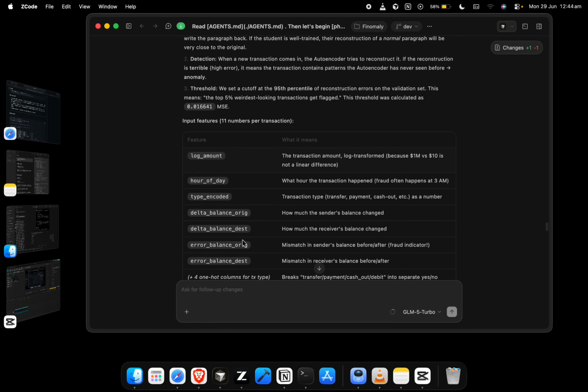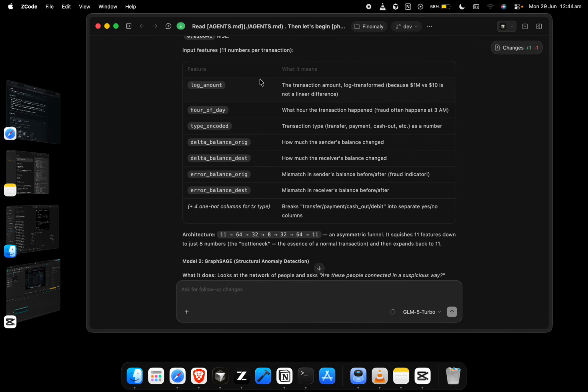So now the input features, we want to go over the input features. First we have the log amount. The log amount is the transaction amount, log transformed, because $1 million versus $10 is not a linear difference. Hour of the day, what hour the transaction happened. Fraud often happens at 3 a.m. based on the data set we have from PaySim.